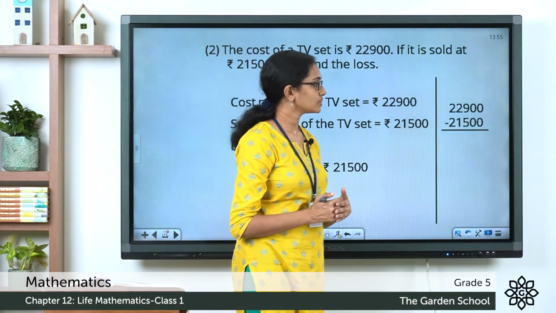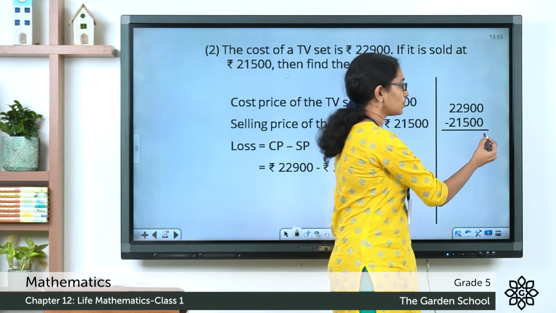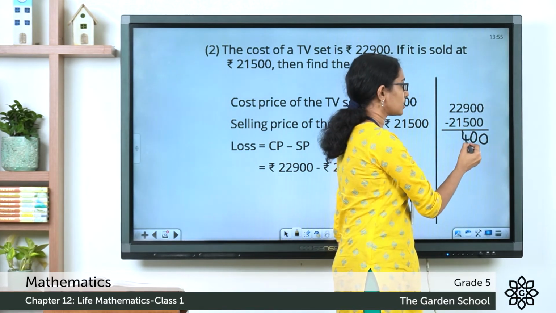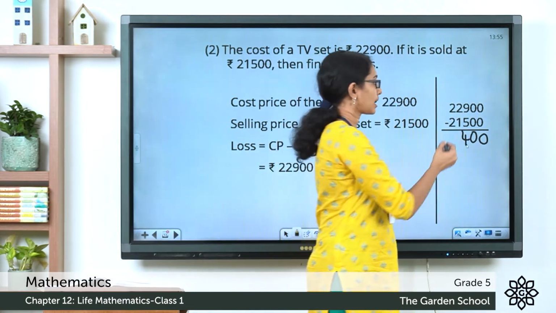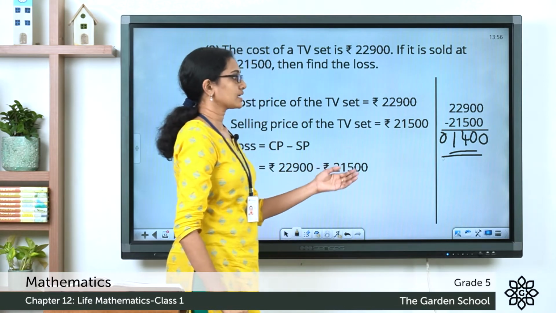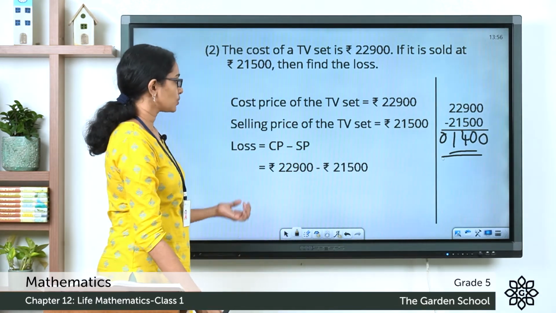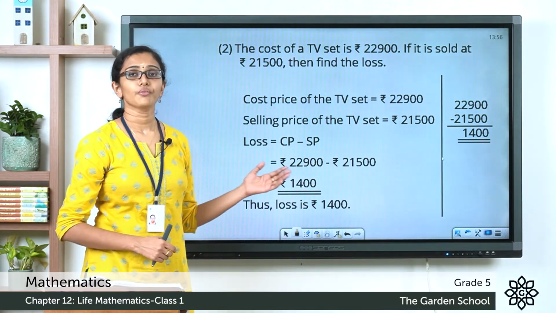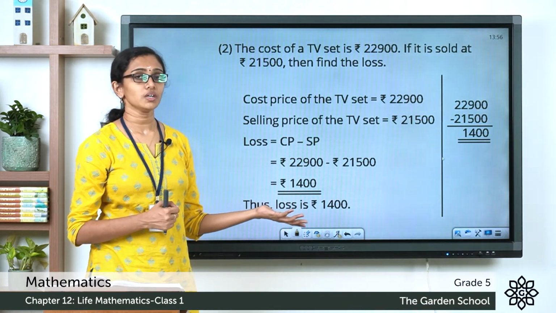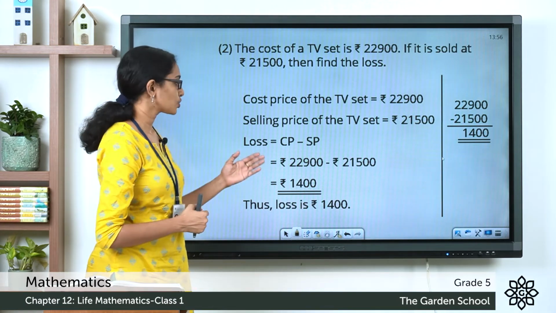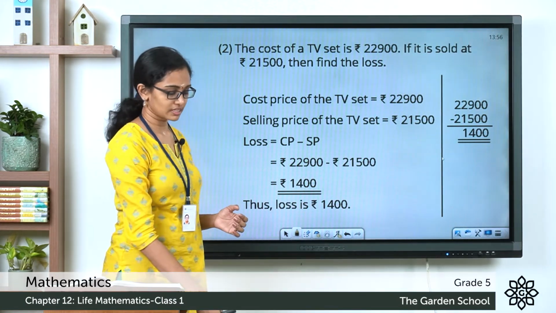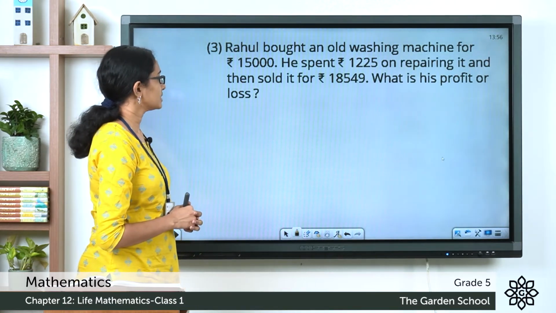So here we have the numbers written. So 0 minus 0, 0, 0 minus 0, 0, 9 minus 5 it is 4, then 2 minus 1 it is 1, 2 minus 2, 0. So what is the difference? It is 1,400. So the loss is equal to rupees 1,400. So in this business, when the TV set was sold, there was a loss of rupees 1,400. So I hope it is clear to you. Now we'll see one more question.